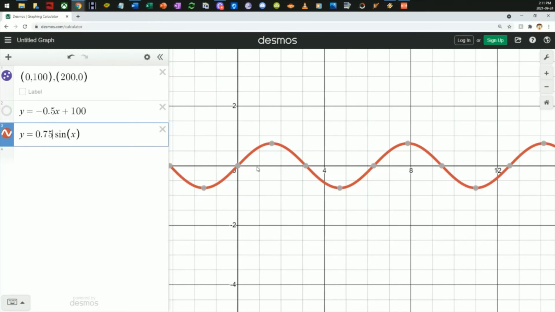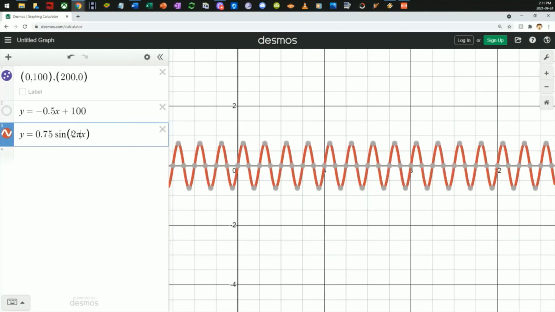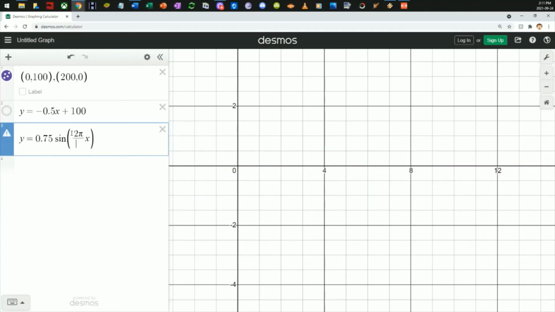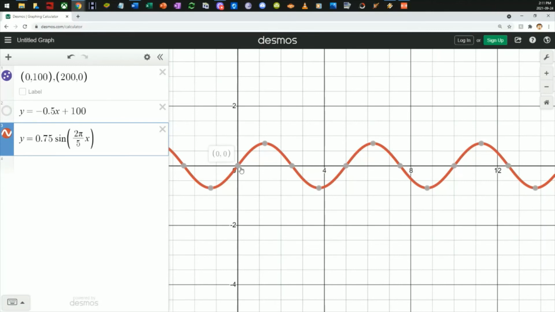Okay. And then I think the last thing we had to take into account is that they're 5 meters apart, which means the distance from here to here should be 5 meters. It's not, it's 2 pi. So we can fix that by changing our period. Instead of just the x, we put 2 pi over 5. And yep, that gives us our crests and troughs 5 apart each.